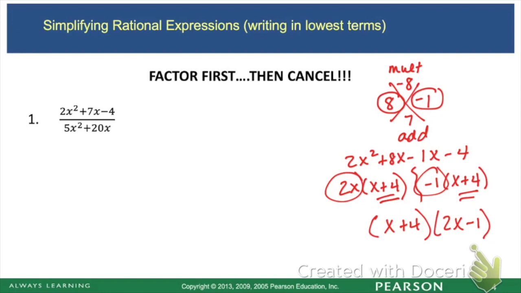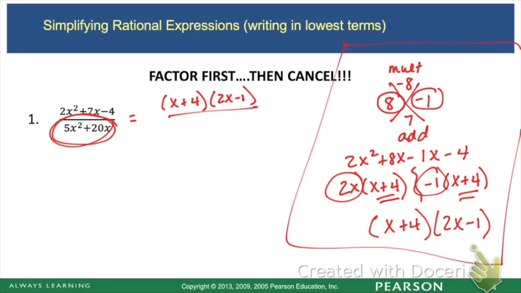And now I have to factor the denominator as well. Okay, now I'm looking at the denominator, and I don't have to do all of this business that I did for the numerator. I noticed that it has a GCF. My GCF is 5x, so I'm going to take out a 5x.